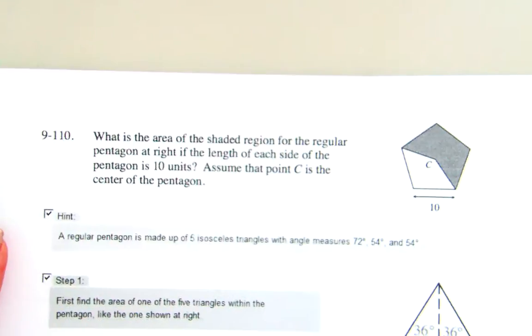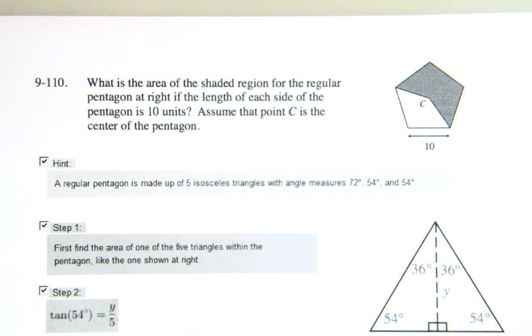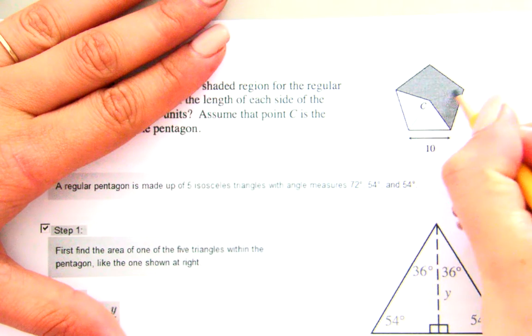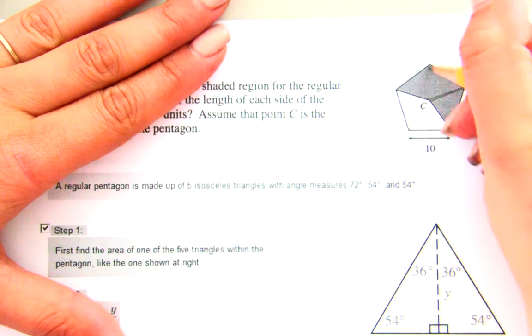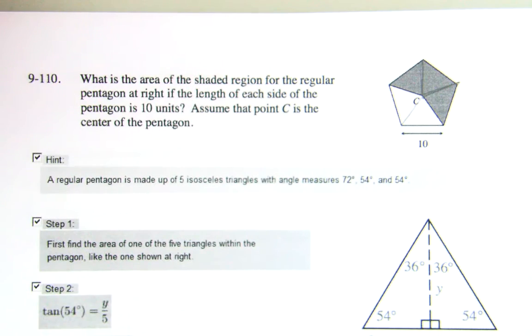What is the area of the shaded region for the regular pentagon at the right of each side, if it has a side length of 10? So realistically, we could do this the hard way, we could do this the easier way, depends on what you really want to do. My advice is to find the area of one triangle, which is what you should know how to do. And then since there are 5 of these triangles in here, find the area of one triangle and just multiply by 3 and you should be good to go.